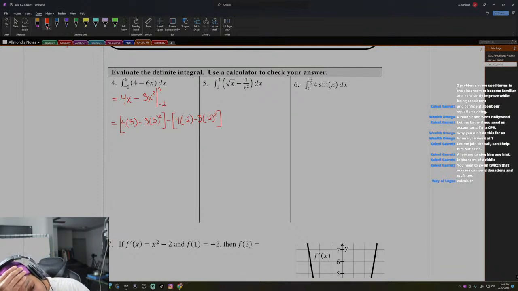All right, the rest of this is just arithmetic. 20 minus what? 75.